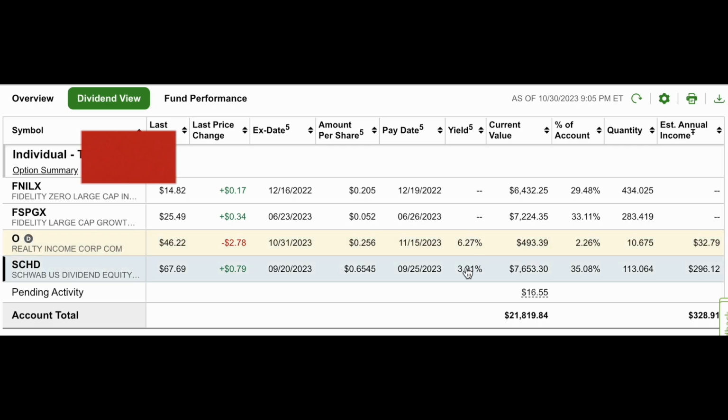And then we still have SCHD backing us up with $300 in income. So we're going to continue to dollar cost average, but I do want to add more to these two because I want their percentage of the account to always be above 30%. So we'll keep doing it, we'll keep adding, and when stocks go on sale, we'll keep buying them.